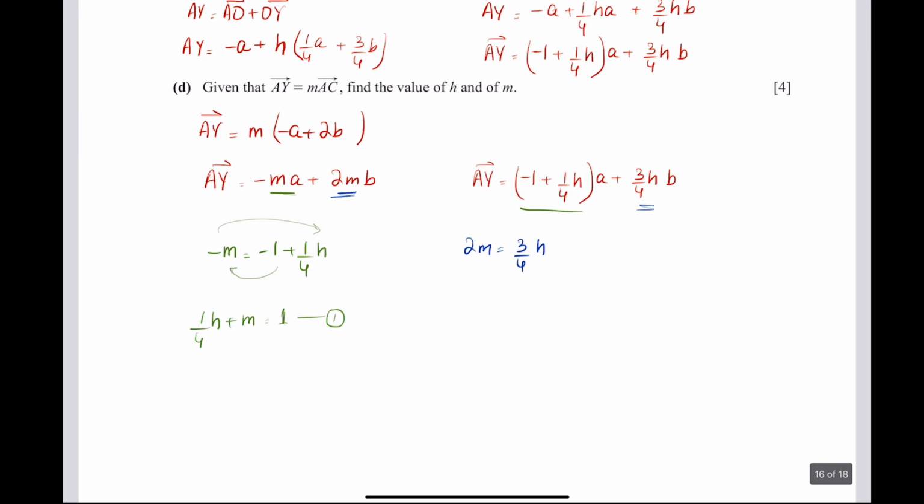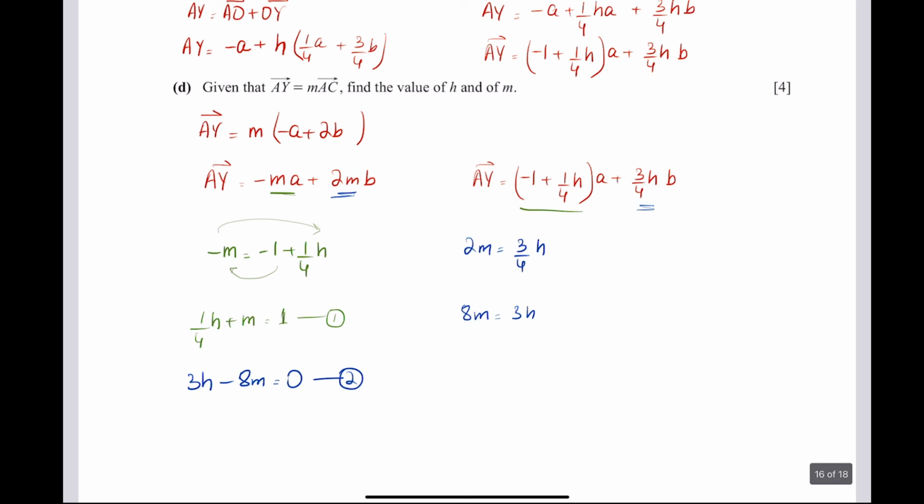So if you cross multiply, it's going to be 8m equals 3h. And then if you rearrange this, it's going to be 3h minus 8m equals 0. Here's your second equation. Now these are the 2 equations which you will solve simultaneously, and if you do it correctly, let's see what you end up with.